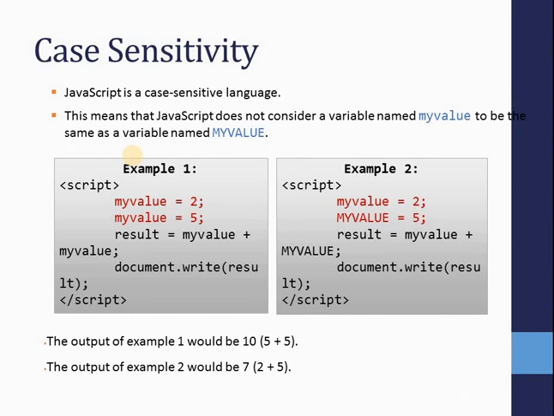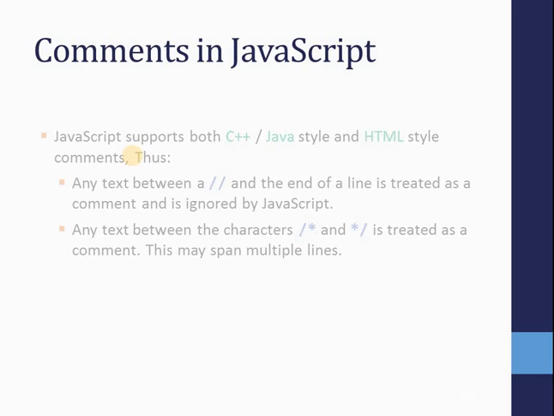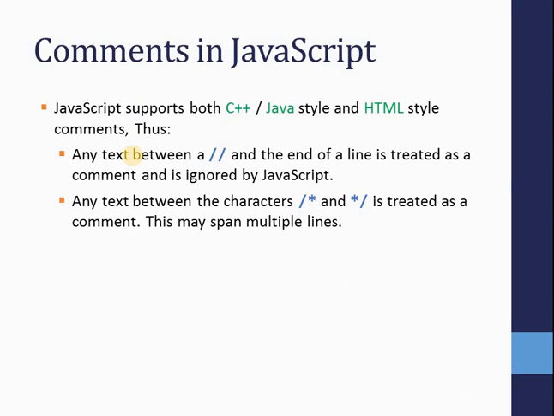Now comments in JavaScript. JavaScript supports both C++ as well as Java style and HTML style comments. So any text between a double forward slash and the end of a line is treated as a comment, and it is ignored by JavaScript. Any text between the characters forward slash asterisk and ending with asterisk forward slash is treated as a comment. This may span multiple lines, as it does in Java and C++.